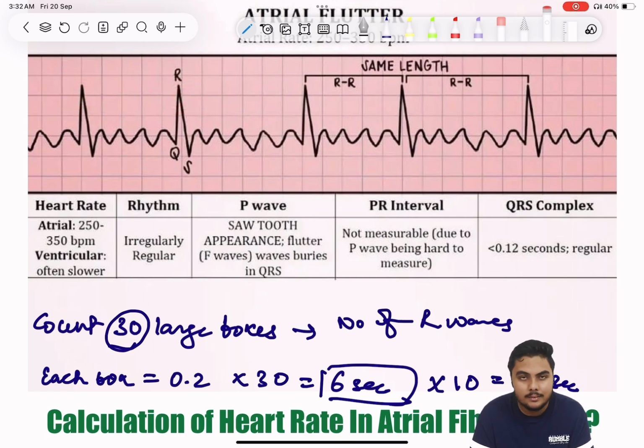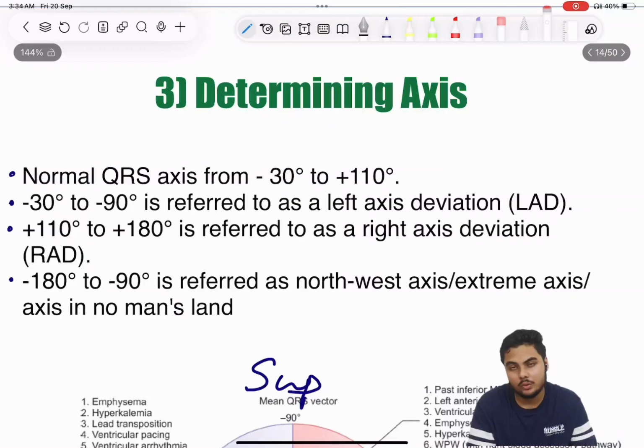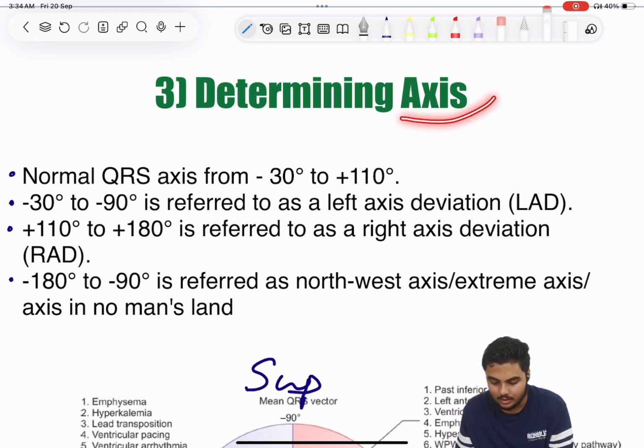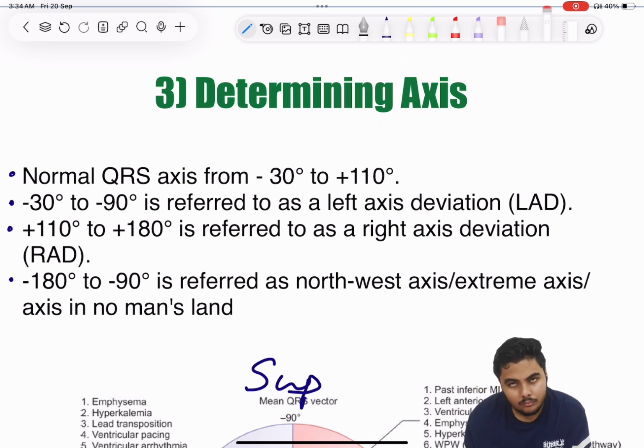So what you have to do is count 30 large boxes and find out the number of R waves in those 30 large boxes. Once we have calculated that, we multiply it by 10 and we will get the desired heart rate in case of an irregular rhythm or in case of atrial fibrillation. So guys, now we know how to calculate the rate of the ECG and how to check the regularity of an ECG, right? Next thing is to look for the axis of an ECG, right?